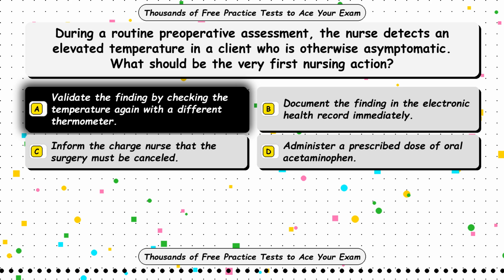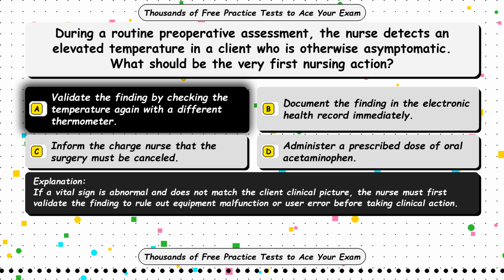The correct answer is option A, validate the finding by checking the temperature again with a different thermometer. If a vital sign is abnormal and does not match the client's clinical picture, the nurse must first validate the finding to rule out equipment malfunction or user error before taking clinical action.